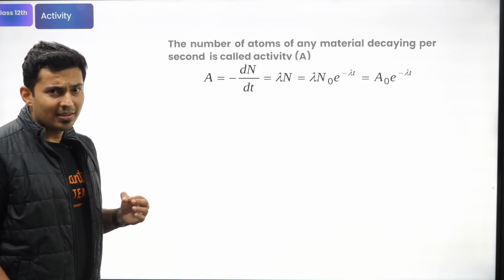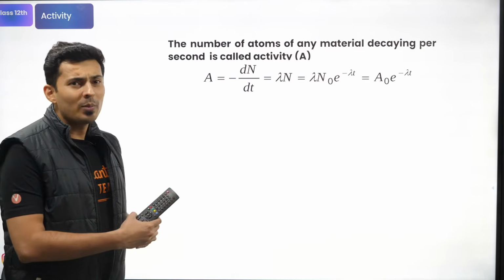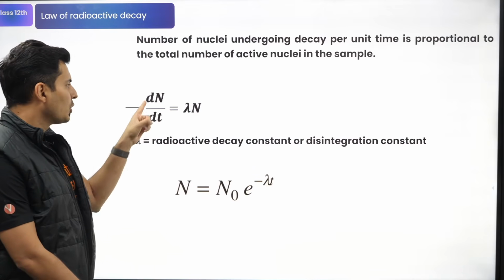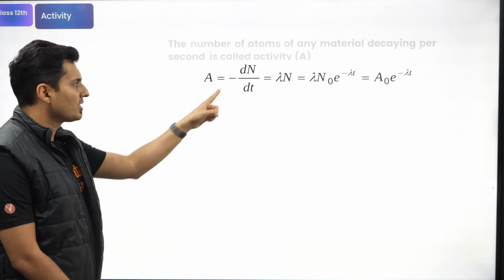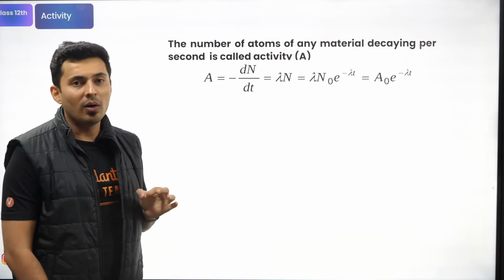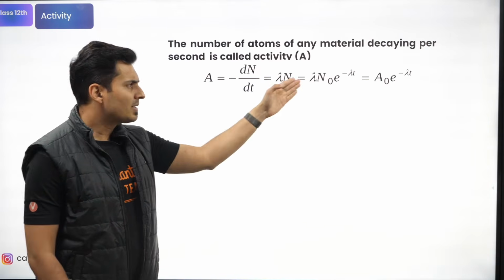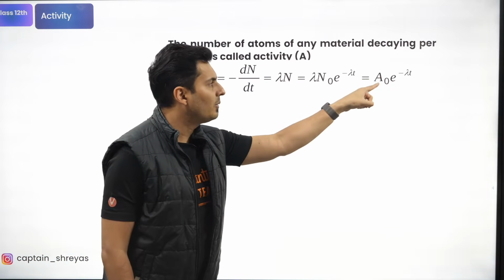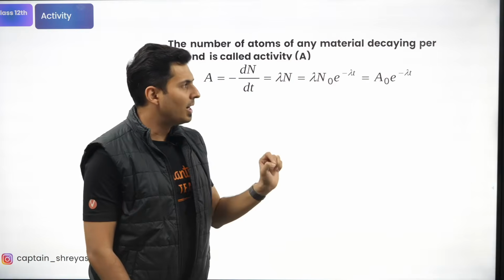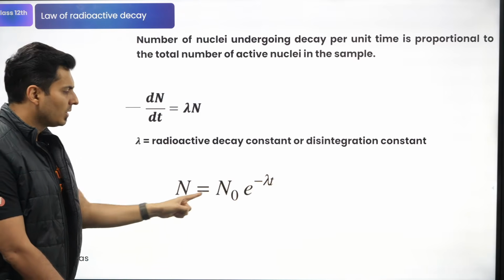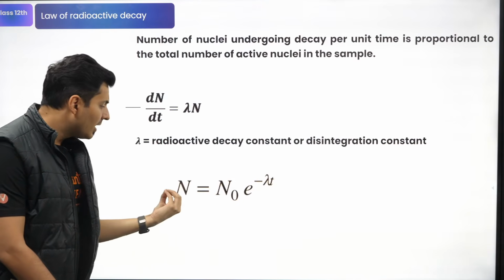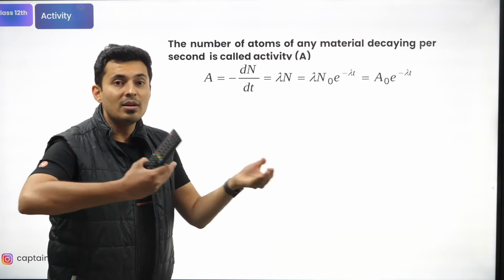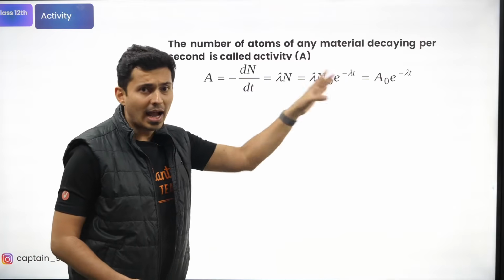Now you also have another thing called activity, which is nothing but how many nuclei are decaying per unit time. So this term minus dN by dt, which I showed you over here, is also called the activity of that particular sample. By simple substitutions, you can also see the final activity is the original activity e to the power negative lambda t, a very similar formula to this one. So this formula is for the number of nuclei present, whereas this formula is for the rate at which the nuclei are disintegrating. So that's for activity.